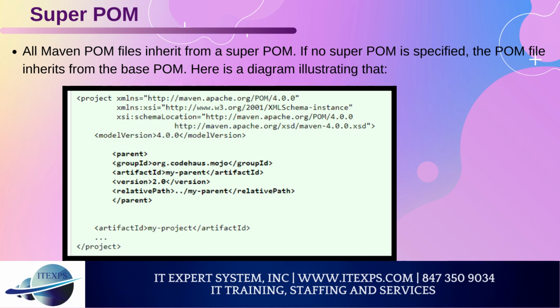You specify the super POM at the top of a POM file like this. An inheriting POM file may override settings from a super POM. Just specify new settings in the inheriting POM file. POM inheritance is also covered in more detail in the Maven POM reference.